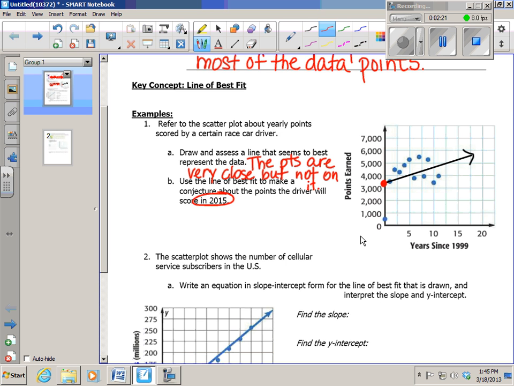And using the line of best fit, we're talking years since 1999, we're talking 2015, we're talking about 15, 16 years. So we're somewhere in here. And so if I go up the scale here to the actual line of best fit, at what value are we at here? I need to go over. So we're at about 5,000 points. So you're just basically reading the graph. That's all you have to do for number 1.